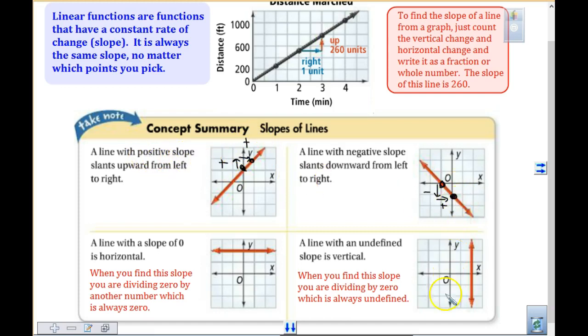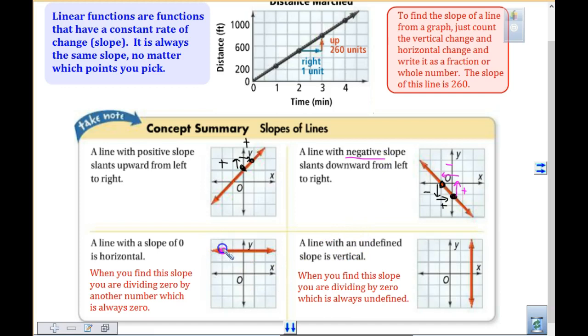Sometimes I'll have students say, well, Mrs. Thompson, what if I didn't want to go down and I wanted to go up from this point? So if you go up, that's positive. And if you go to the left, that would be negative. So it is still going to be a negative slope, in this case, negative one.